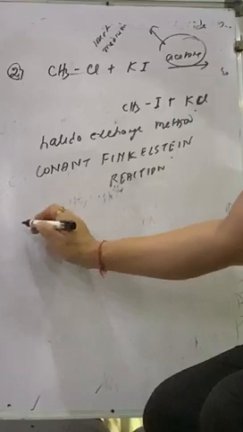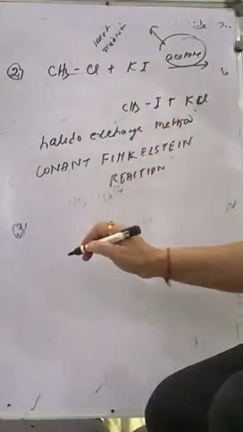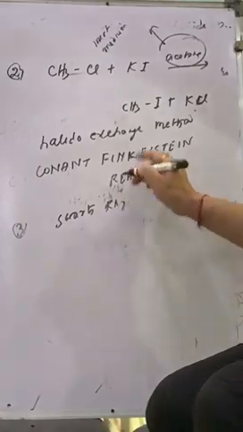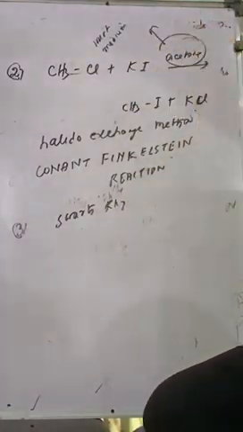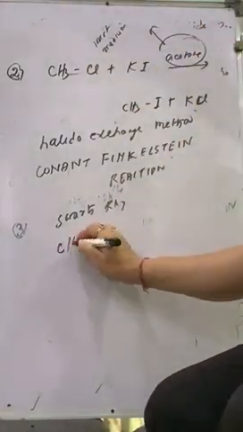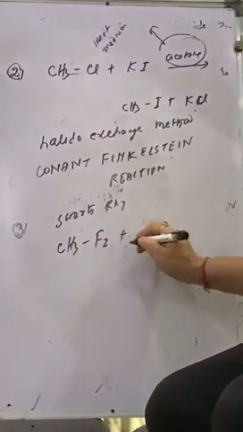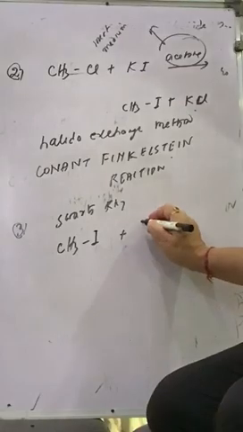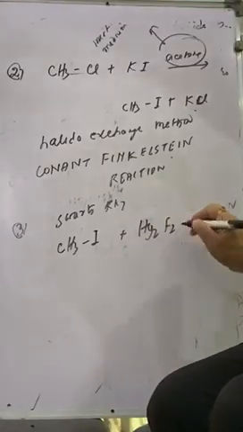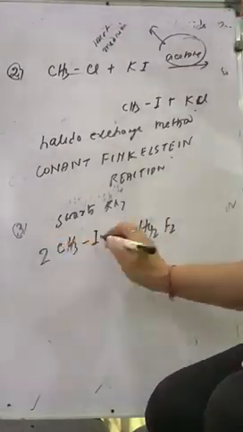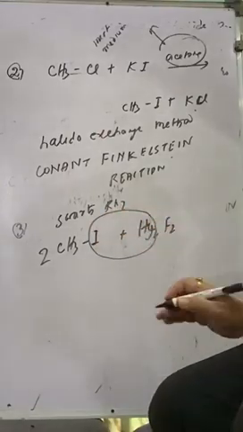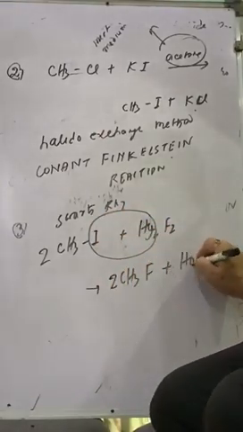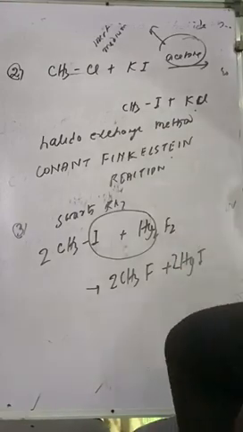The third method is again a halide exchange method, the Swarts reaction. Over here, CH3I reacts with Hg2F2, which can be written this way: 2CH3I plus Hg2F2 gives 2CH3F plus Hg2I2. This is called the Swarts reaction.